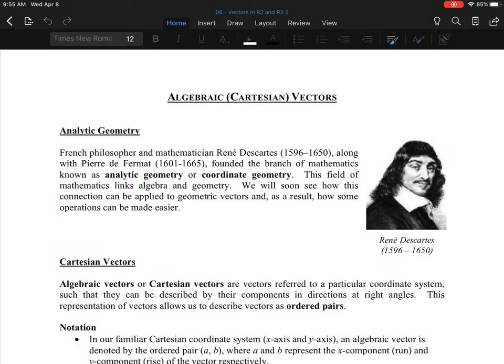Okay, today we're looking at algebraic vectors, sometimes called Cartesian vectors, and some important moves with vectors that are going to make a lot of the stuff we do much easier. So analytic geometry is what we're going to be talking about here.